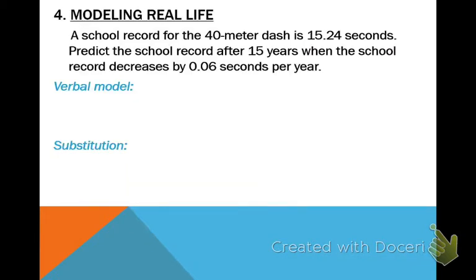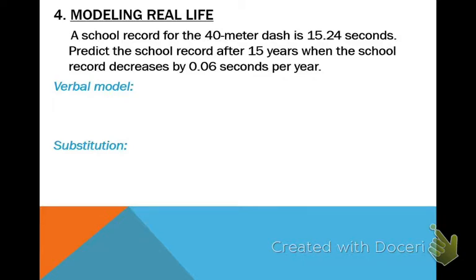Final problem of the day is a modeling real life. A school record for the 40-meter dash is 15.24 seconds. Predict the school record after 15 years when the school record decreases by 0.06 seconds per year.